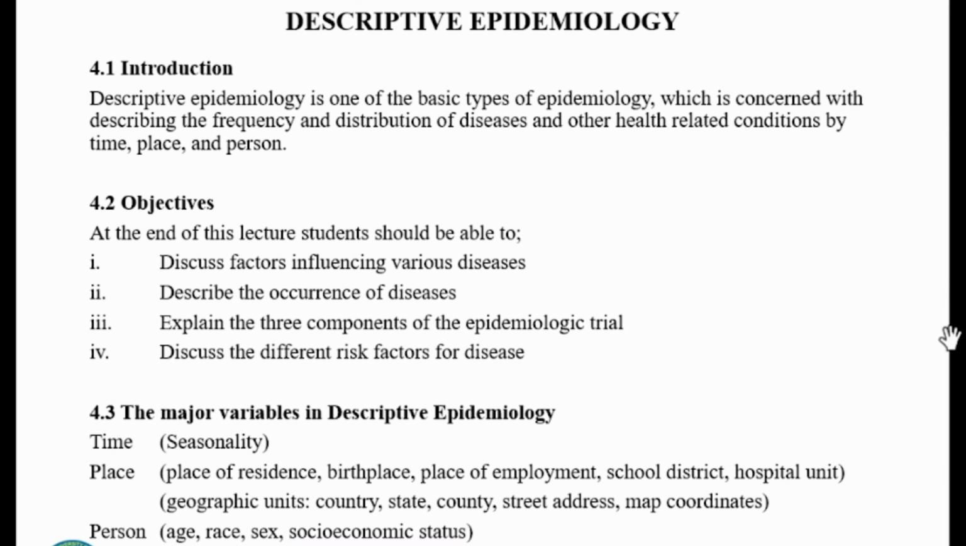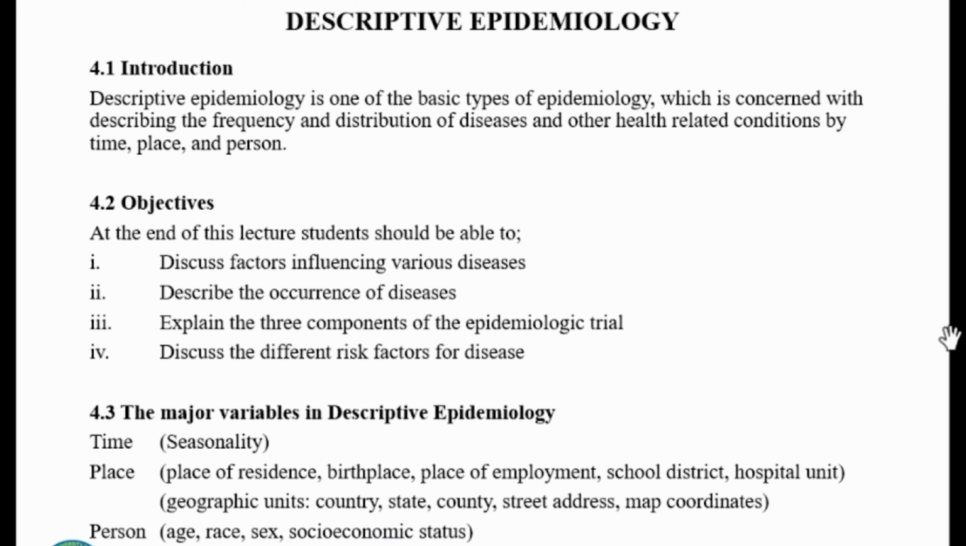But then we also have person. There are so many factors that can differentiate us from one person to another. We have age, we have race, like African and white people. For age, we have adults, young children, adolescents, and reproductive age. Also, we have sex, where we have men and women, or I can say male and female.